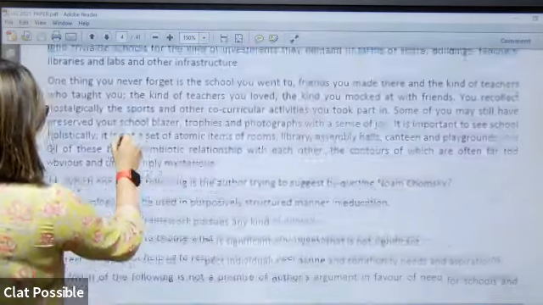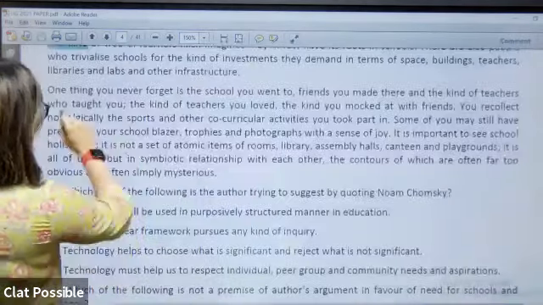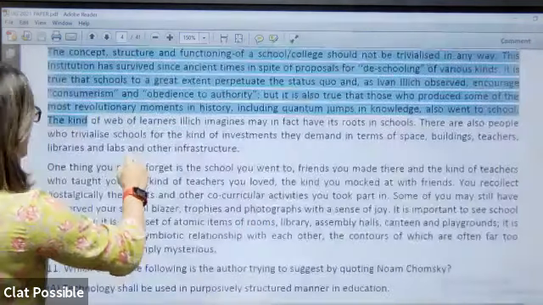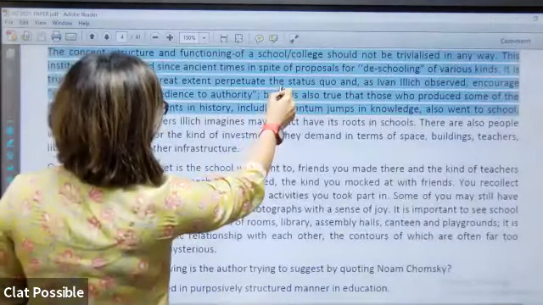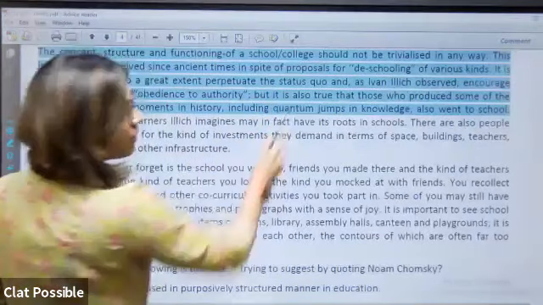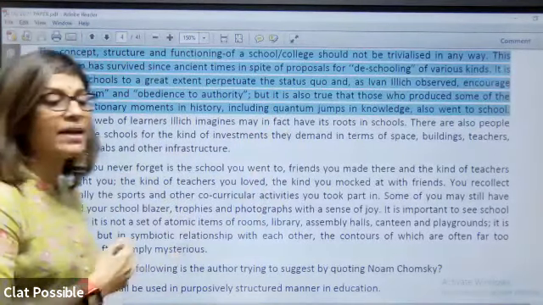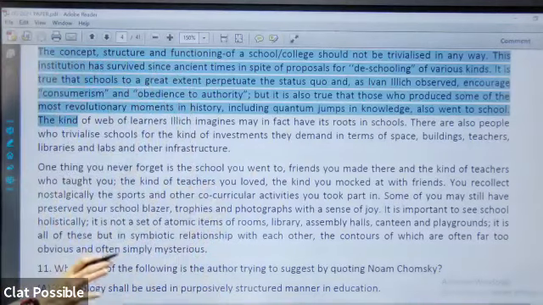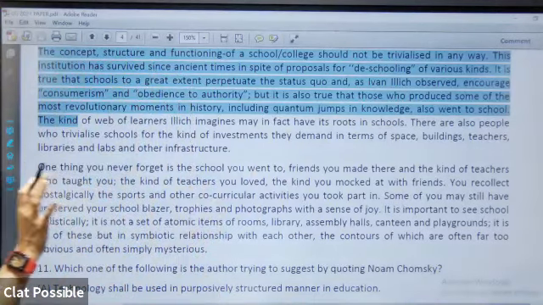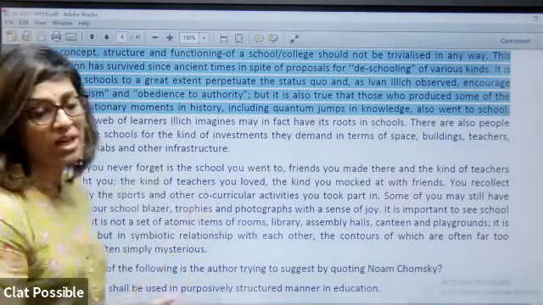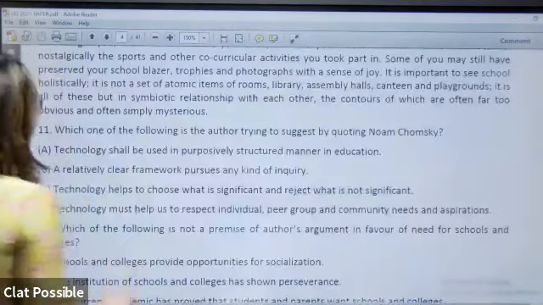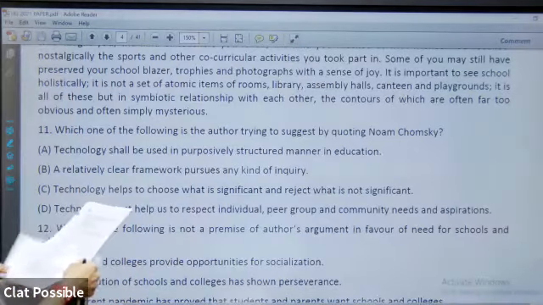And then the author brings in this nostalgia of school, that you never forget your school, the trophies. Of course, the author agrees that the schools maintain a status quo. That status quo means they maintain things as they are. They will not diversify. But yes, the point over here is that still schools are important. This is the bottom line that the author says. So let's go to the questions.